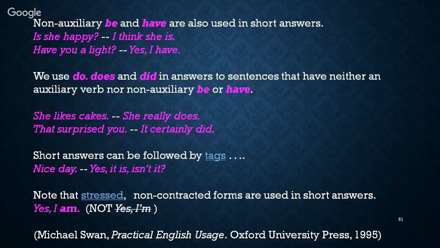Is she happy? Here, is the main word. So I think she is. Yes, she is. So we repeat is again. Have you a light? Yes, I have.